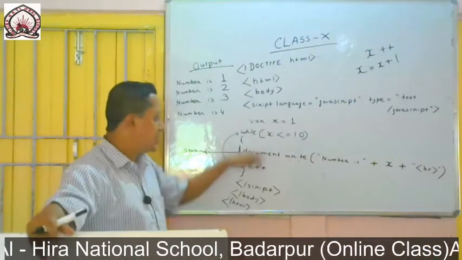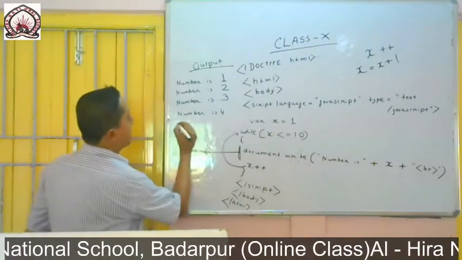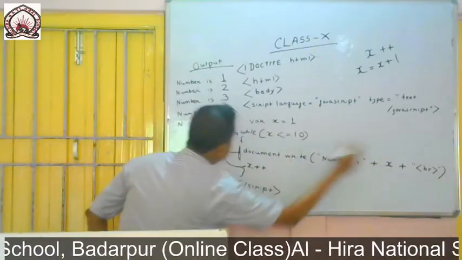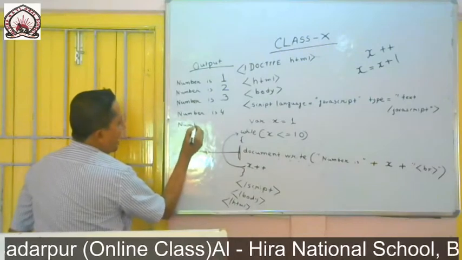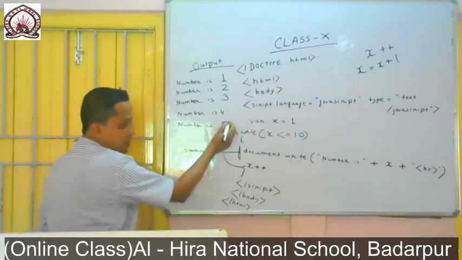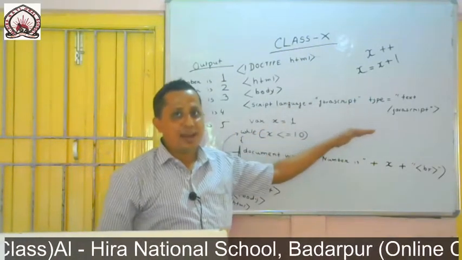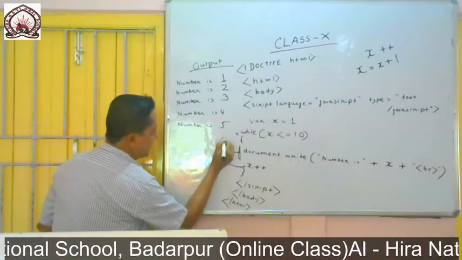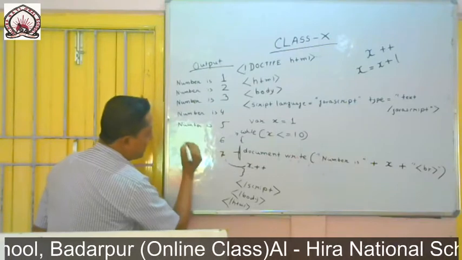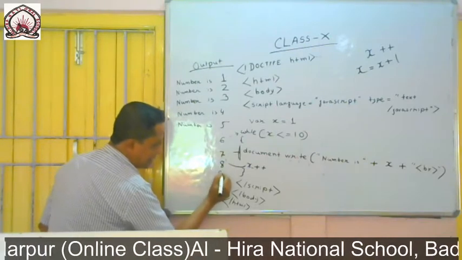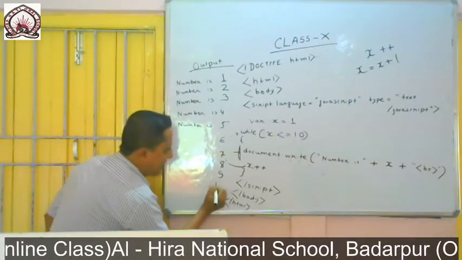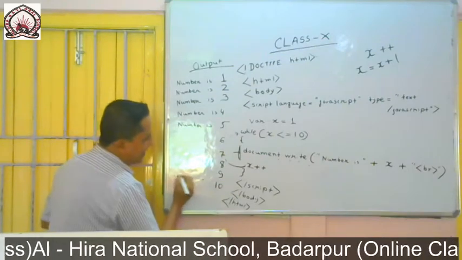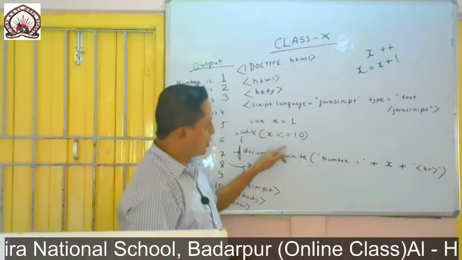condition is true. Still my condition is true. So it will show number is 5. I think you understand. So where will it go up to? It will go on like this: number is 6, number is 7, number is 8, number is 9, number is 10. Now, this is very interesting.